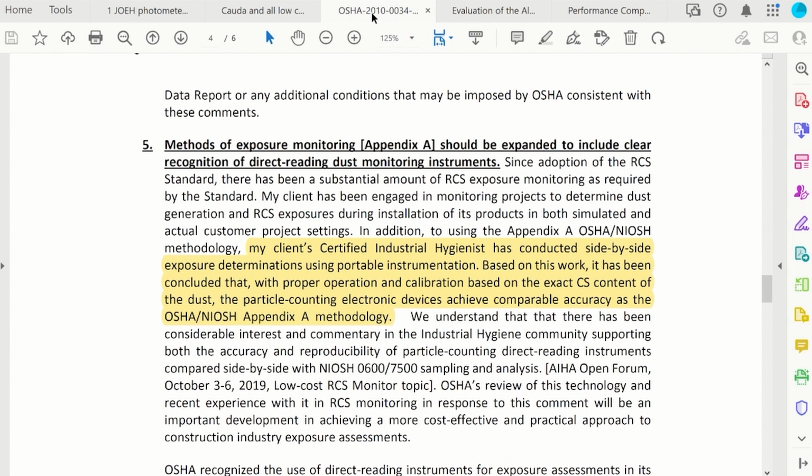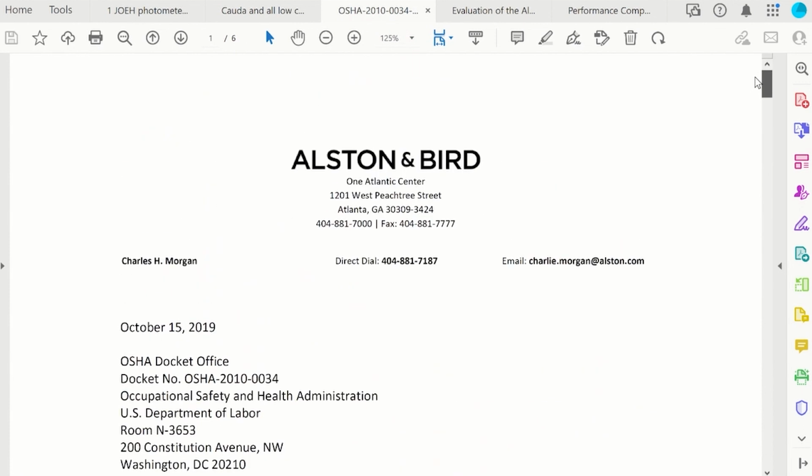Now, to give you a little courage, I just wanted to share with you this. This was a response to the OSHA request for information on Table 1 of the OSHA Silica Construction Standard.